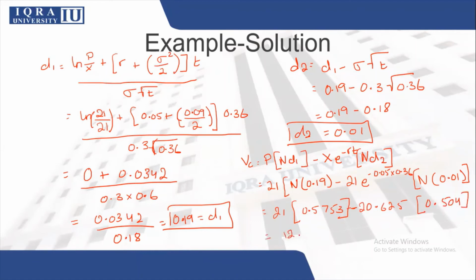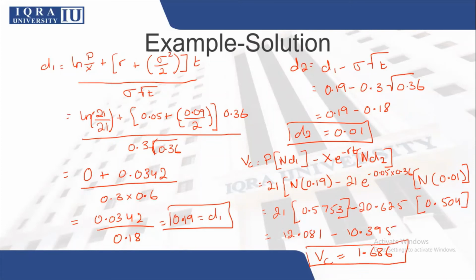Now you can simply do the calculation. This will come to 12.081 minus 10.395, which is 1.686. This is the value of the call option. So this is the price at which the call option is trading. This is the premium of the call option. I hope the calculation is clear. You just need to know where to plug in the values. The normal distribution table I've already provided you in your folder as well.